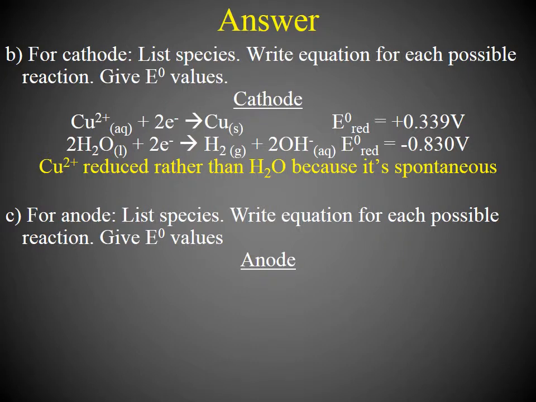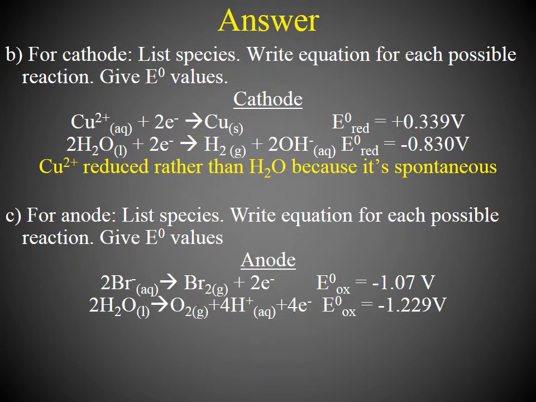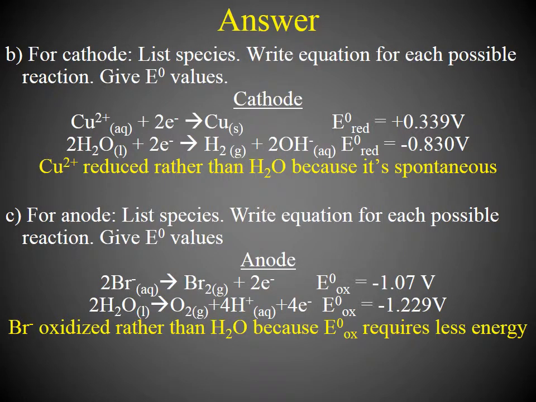At the anode, we have these reactions possible. Which one do you think will be oxidized? Well, the bromide ion, since it requires less energy.